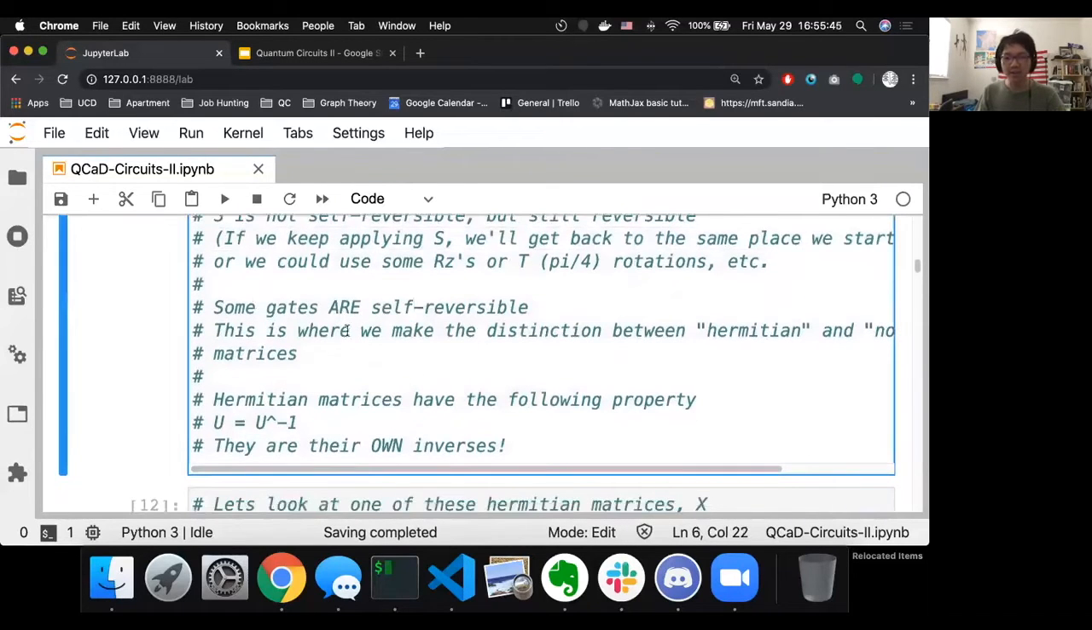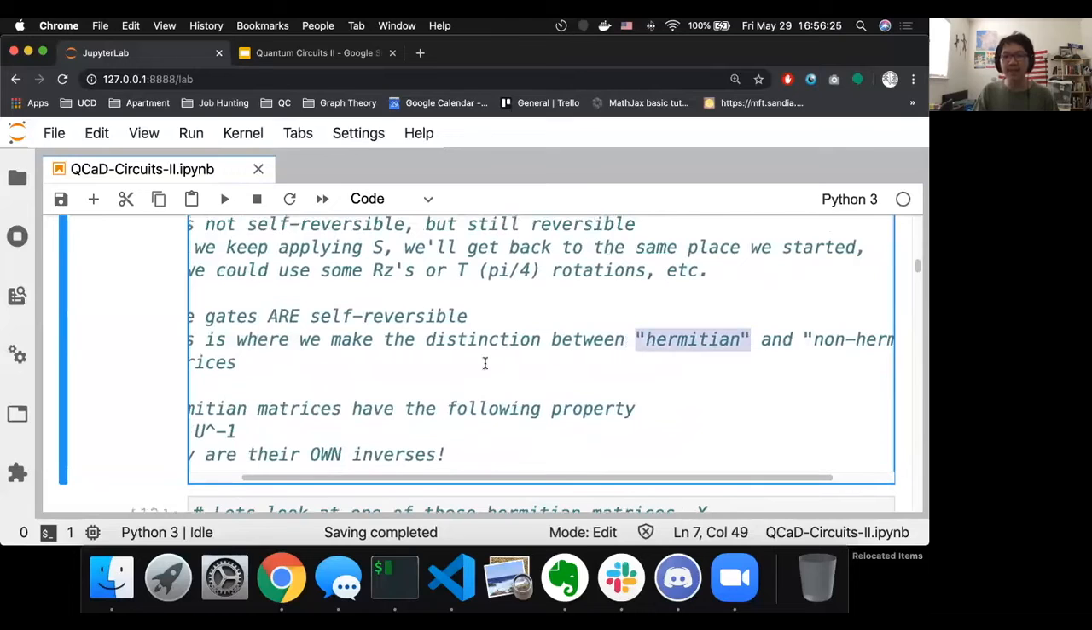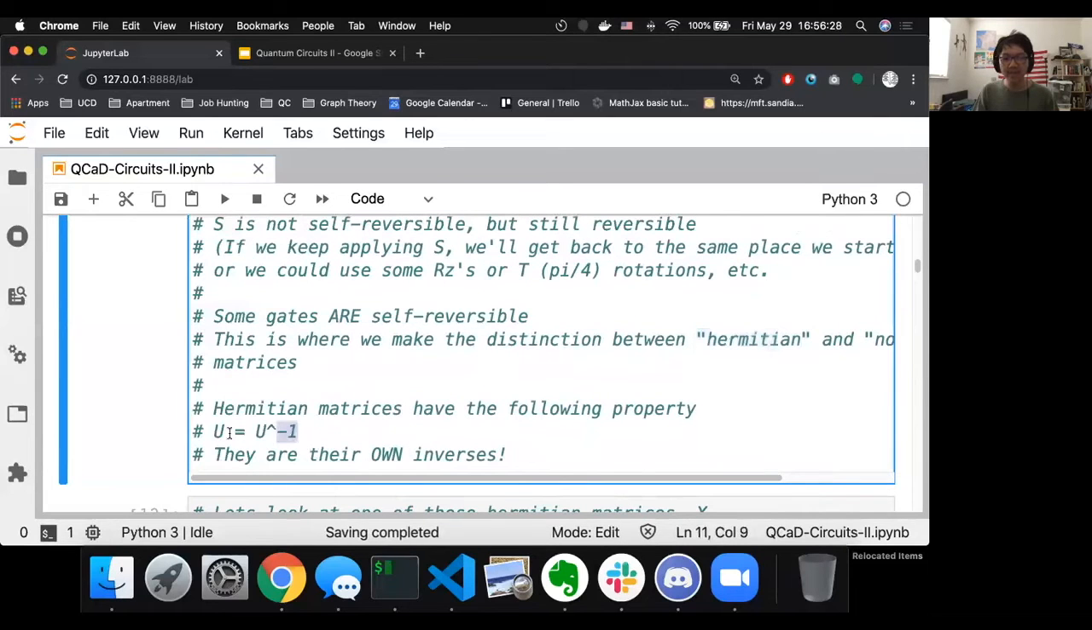So some gates are self-reversible, and this is where I have to make the distinction between when we call a matrix Hermitian versus a non-Hermitian matrix. Hermitian and non-Hermitian. Now, we cannot confuse that with the Hermitian conjugate. The Hermitian conjugate is an operator. It is something you do to a matrix. Whereas being Hermitian or being non-Hermitian is a fundamental property of the matrix. I can't manipulate the matrix to make it turn into a Hermitian one, it's just something the matrix already has essentially.